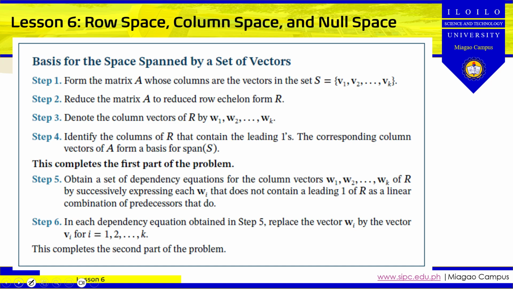Step 5: obtain a set of dependency equations for the column vectors w sub 1, w sub 2 to w sub k of R by successively expressing each w sub i that does not contain a leading one of R as a linear combination of the predecessors that do. Step 6: in each dependency equation obtained in step 5, replace the vector w sub i by the vector v sub i for i equal to 1, 2 to k. This completes the second part of the problem.